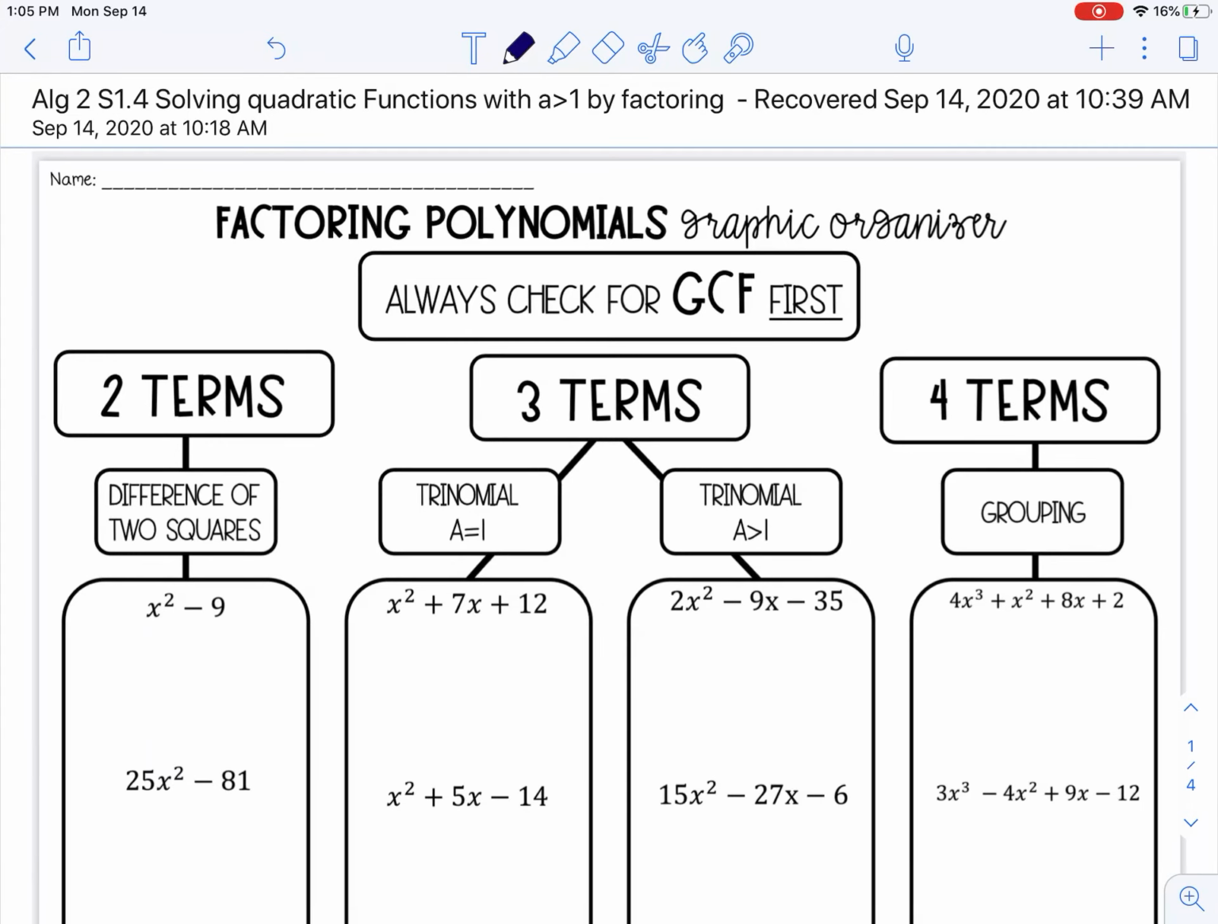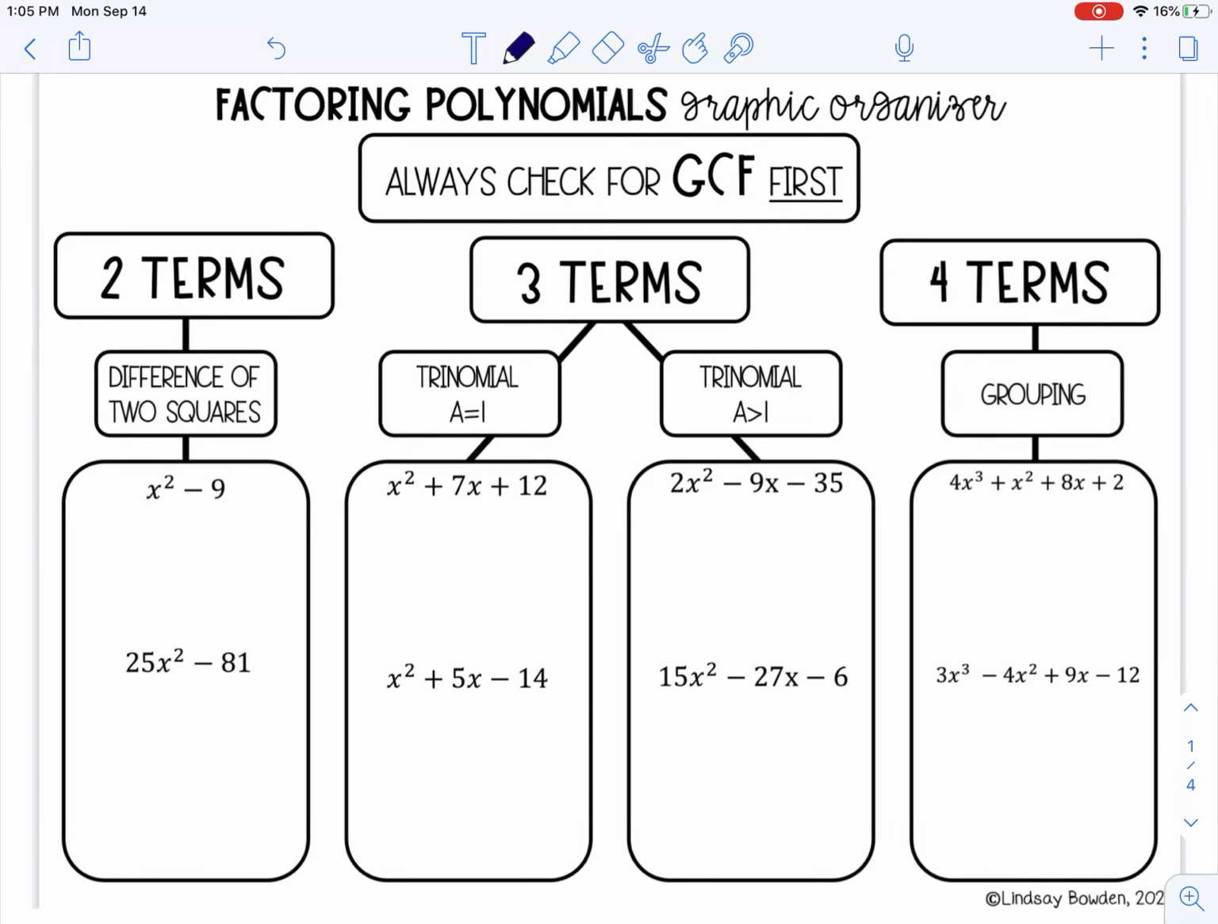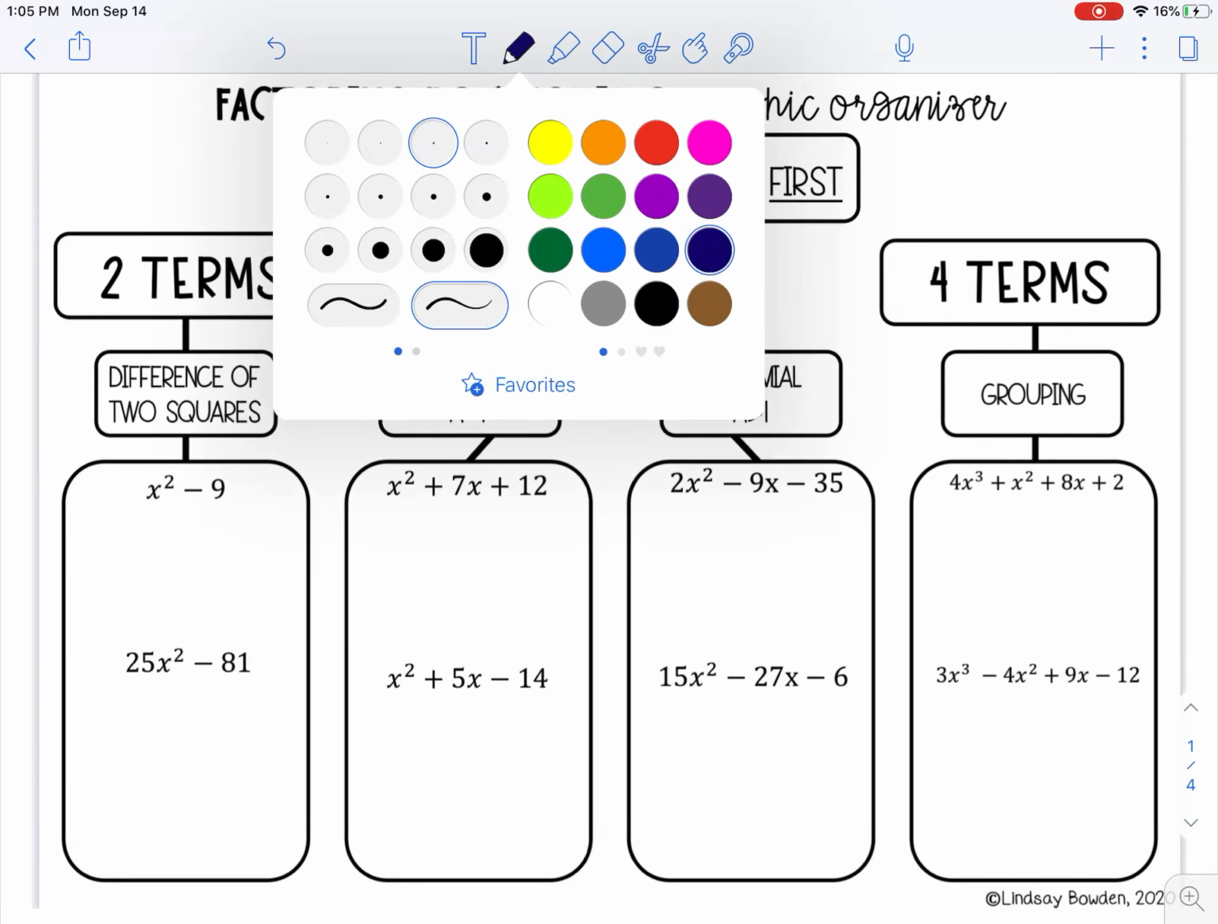Hey everybody, so we're back and we're looking at our graphic organizer again. So pull it out so we can finish it. If you don't have it, go ahead and push pause on the video and unpause when you come back. So we're going to finish filling out this graphic organizer.